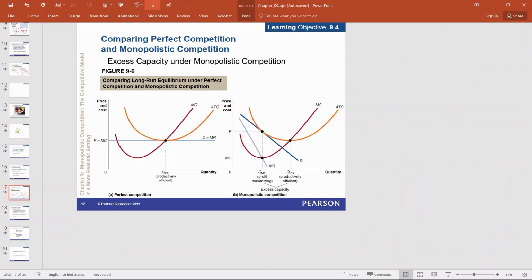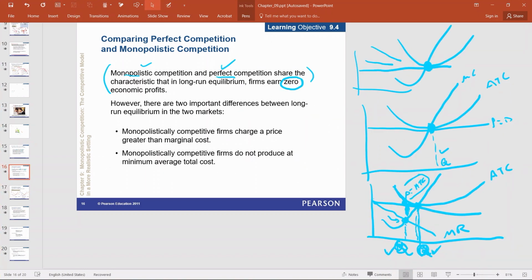This, what I just said, is mentioned here. So in monopolistically competitive firms, or in monopolistic competitive market, firms do not produce at minimum average total costs, this is the minimum average total cost, but they produce level before the minimum average total cost. So this is average total cost, and they produce here, not at the minimum. Okay.